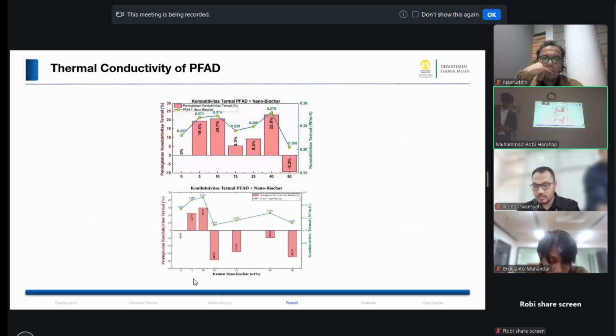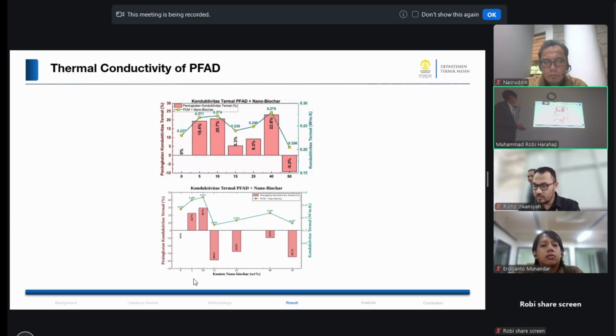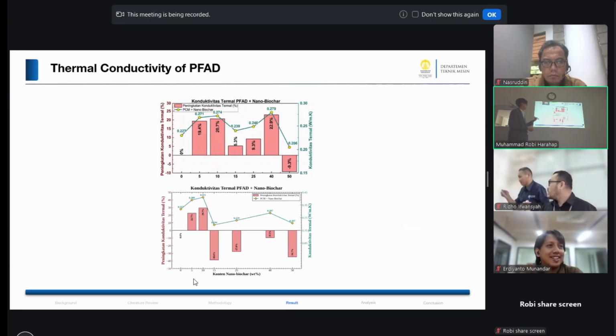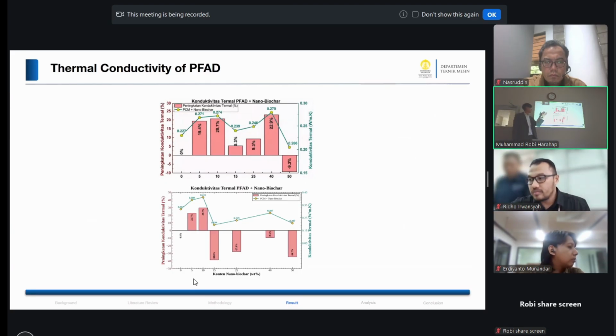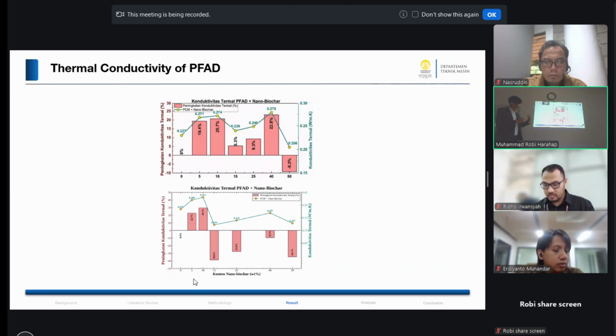Okay, so after the production using our NEMD, we get these graphs. The top graph is the experimental data from my colleague back in Indonesia, and the bottom one is my simulation data. The y-axis on the right side is the thermoconductivity value, and the y-axis on the left side, indicated by the color red, is the increase of conductivity. The x-axis is the addition of biochar content.